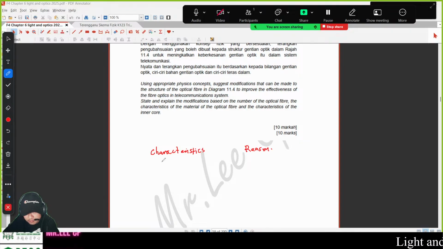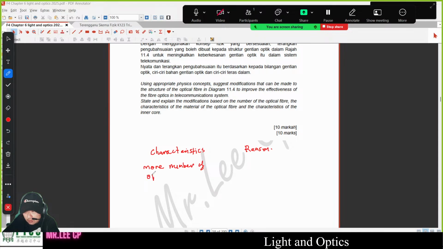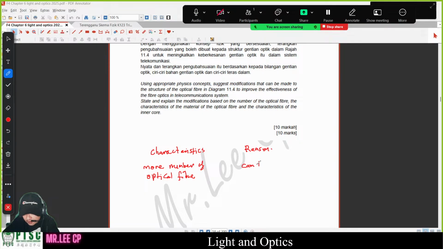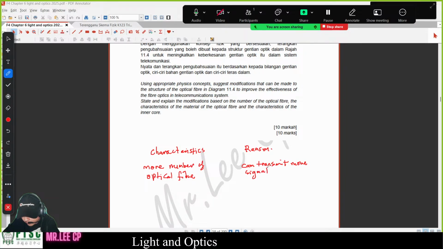First one, we talk about the number of optical fibers: more number of optical fibers. Why? Can transmit more signal or more information also can.